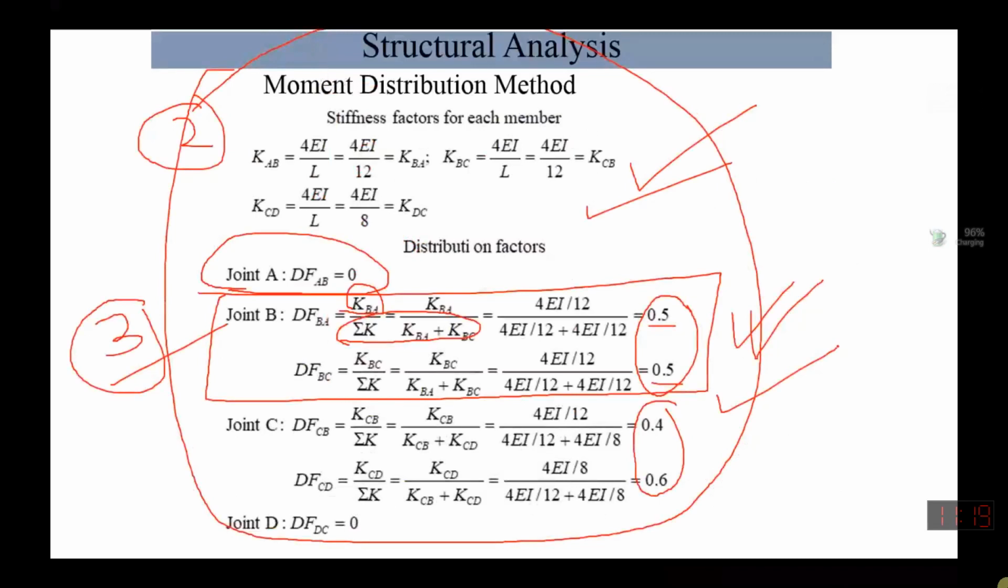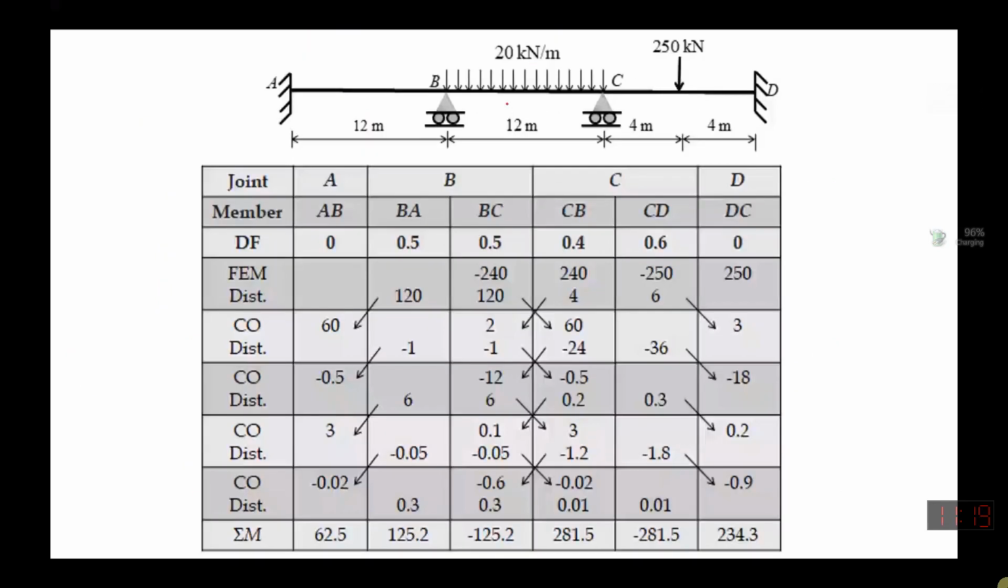We just apply the locking and unlocking of the joints. But I can explain what we will do. You can draw the beam, and underneath the beam you can write down the joint, the member, and then the distribution factors. Also you can write down the fixed end moments until this value.